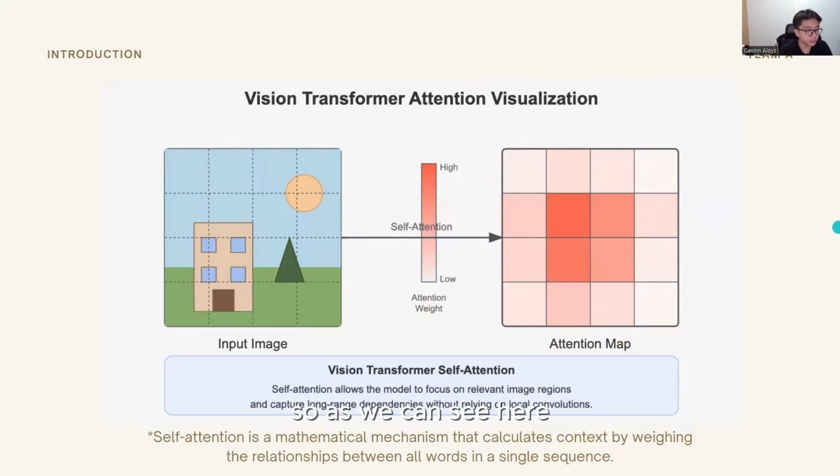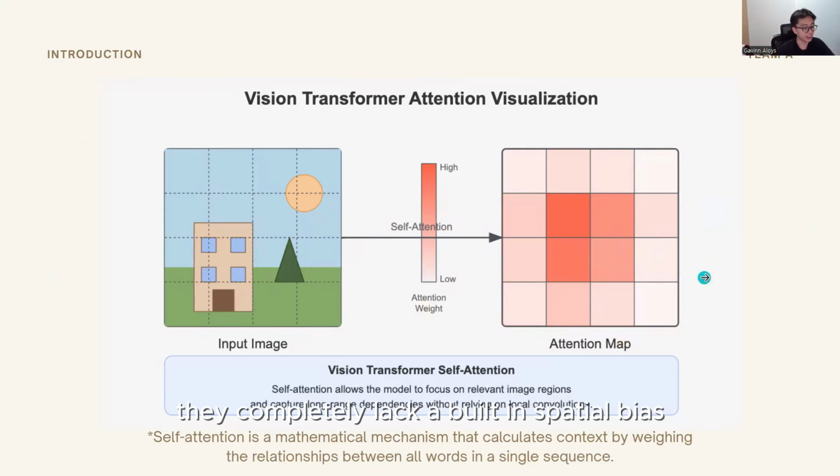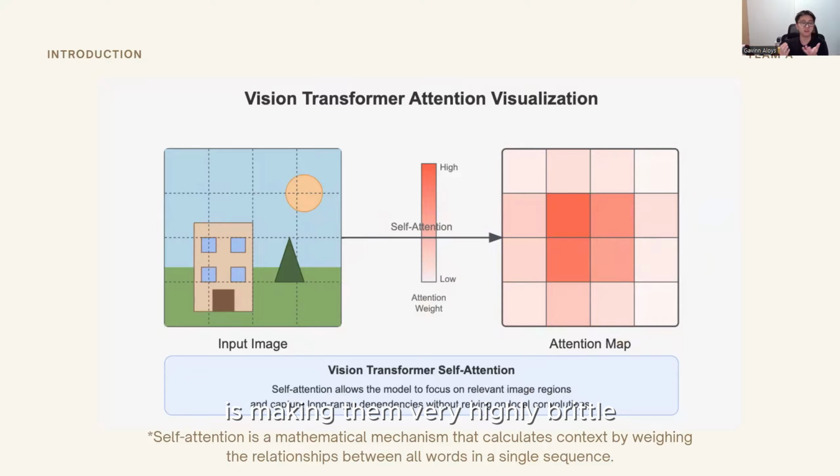So, as we can see here, ViTs can look at the house at the bottom left and instantly connect it to the sun in the top right. The problem is they completely lack a built-in spatial bias because they look at everything all at once. They are notoriously data hungry, so if we don't give them the massive amounts of data that they need, they struggle to even learn a basic edge or texture, making them highly brittle. So this is the visualization of how a ViT actually sees the images.